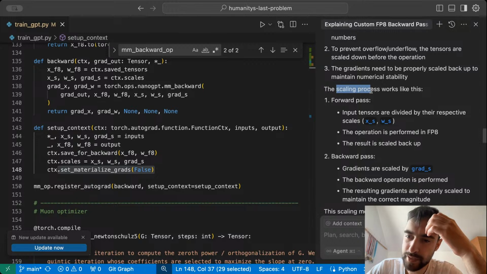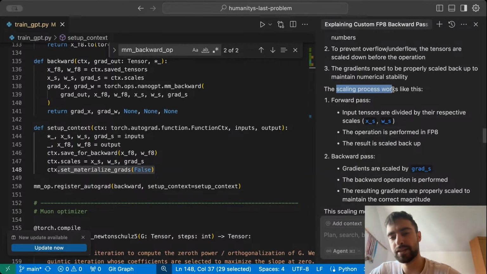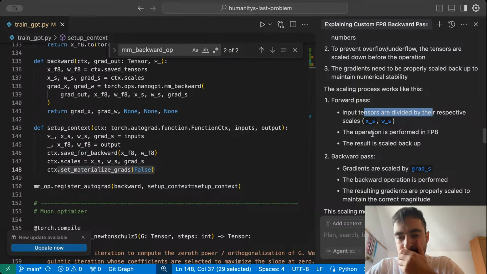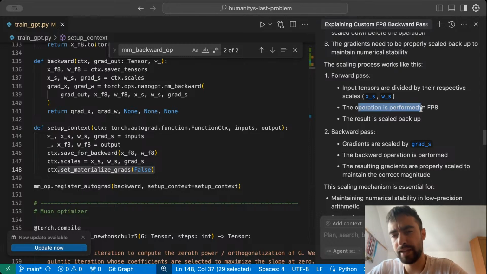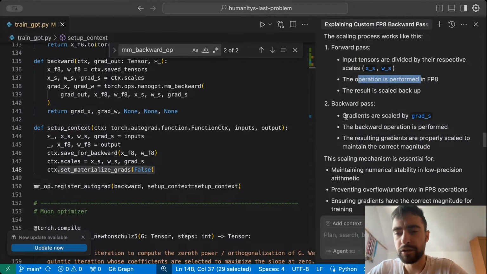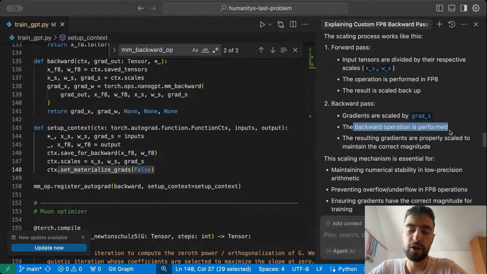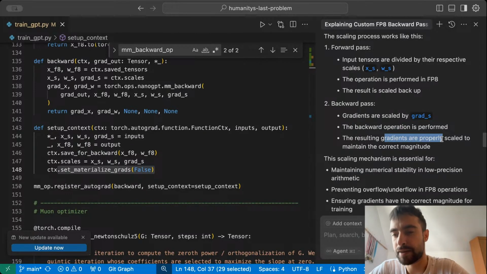The scaling process works like this. Forward pass: input tensors are divided by the respective scales. The operation is performed in FP8. The result is scaled back up. So the matmul is performed in FP8. Backward pass: gradients are scaled by grad S. The backward operation is performed. The resulting gradients are properly scaled to maintain the correct magnitude.